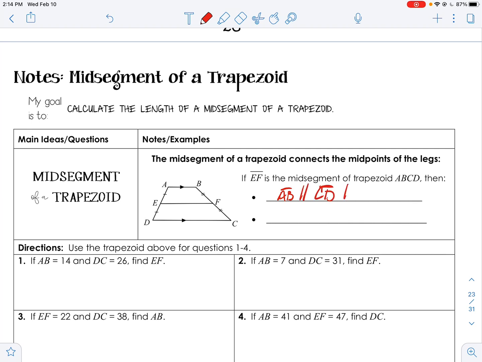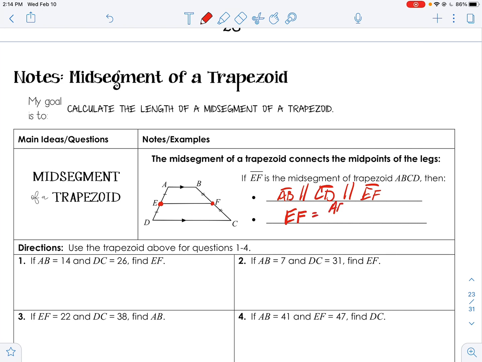AB is parallel to CD, which is marked, which is parallel to EF. If it's going to be marked on those midpoint points, then it will be parallel to the top and the bottom, or the bases as they are known.